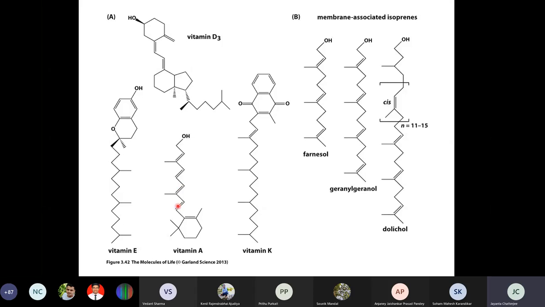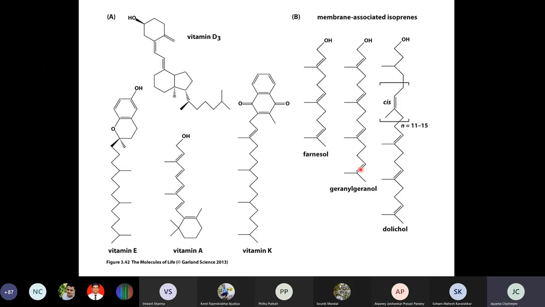Likewise, there are also other molecules which are present in the membrane. For example, polyisoprenes, right? So what are isoprenes? It's 2-methyl-1,3-butadiene sort of, okay? And you can polymerize those, and you can get these kind of molecules which are called farnesol, geranylgeraniol, dolichol, okay? And here you see that you do have the presence of trans double bonds, right?